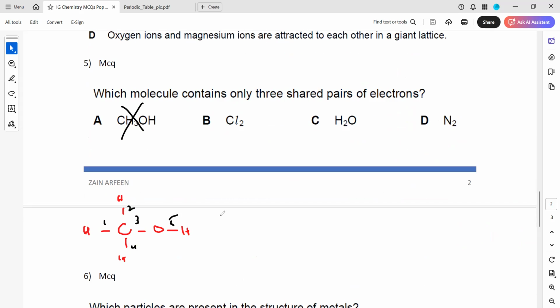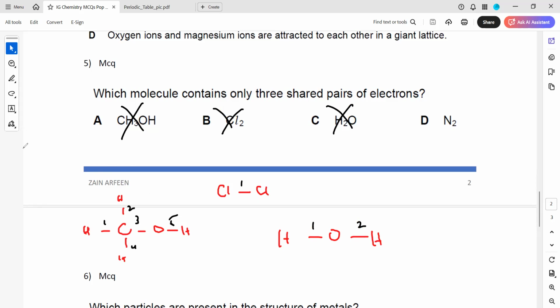When we draw chlorine, chlorine belongs to group 7, so it shares 1. So it has only 1 shared pair of electrons. So it cannot be chlorine. When we draw the water molecule, H2O, so H, O and H, how many shared pairs of electrons are there? 1 and 2. So it cannot be C.